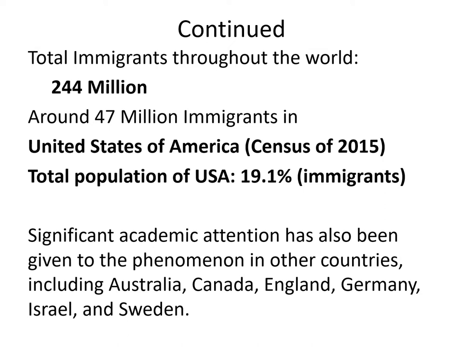and the total immigrant population of the world is 244 million. According to the census of 2015, 47 million immigrants are staying in the United States of America, USA, and it indicates that 19.1 percent of the total population of the USA are immigrants who are staying there for a job purpose, a business purpose, or for permanent residence.